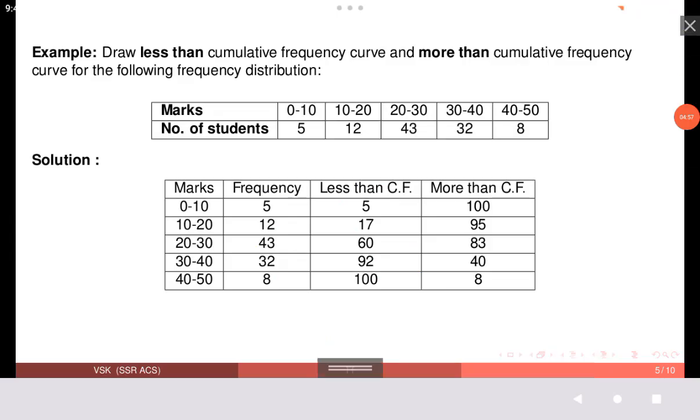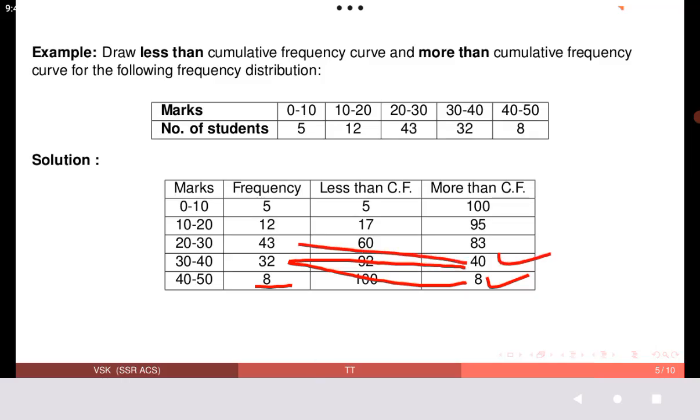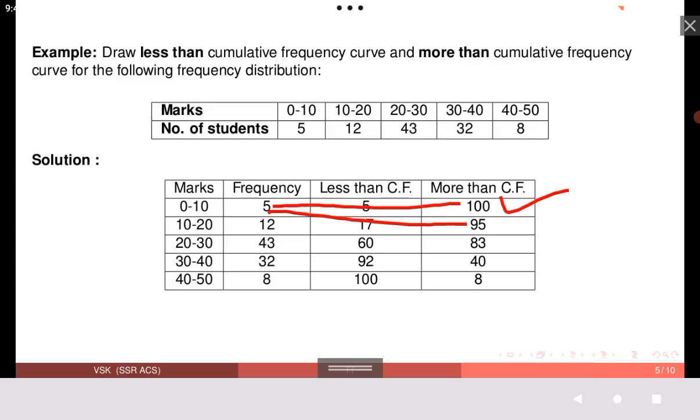Now for the more than cumulative frequency, how will we start? We'll start with this 8 as it is. Then 8 will be added to 32, so it becomes 40. To 40 we'll add 43, so it becomes 83. This 83 will be added to 12, so it becomes 95. And finally, this 95 will be added to the frequency 5, so it becomes 100. In this way, less than and more than type cumulative frequency can be found.